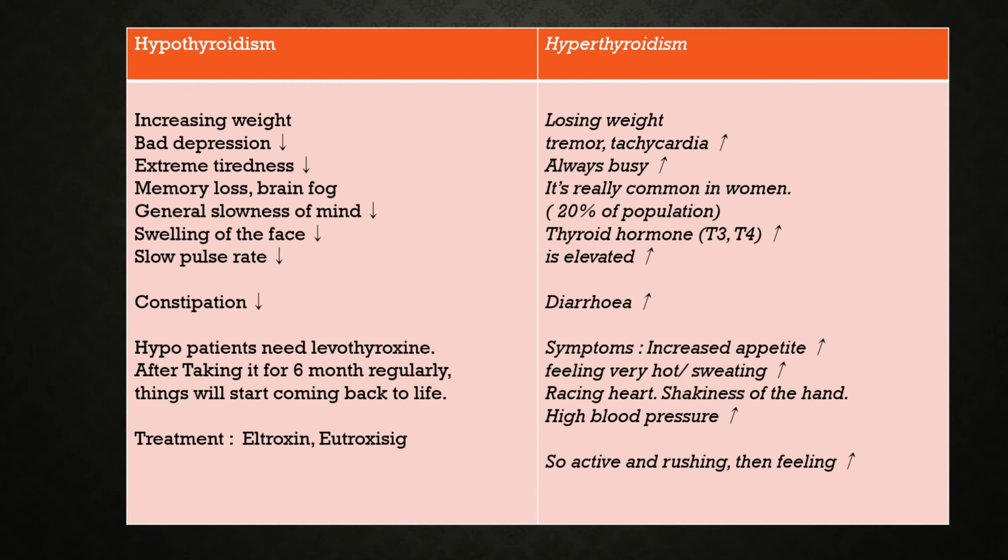So let's compare hypothyroidism and hyperthyroidism. Hypothyroidism is a lack of thyroid hormone, so the person gains weight. There is bad depression, extreme tiredness, memory loss, and brain fog. The person has a slow mind, swelling of the face, slow pulse rate, and constipation. These patients need levothyroxine. After taking levothyroxine regularly for 6 months, things will start coming back to life, and we have drugs such as L-thyroxine or Eltroxin.